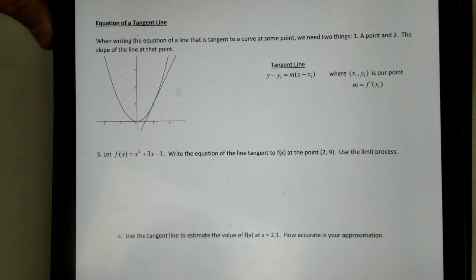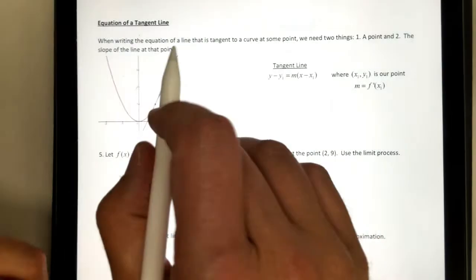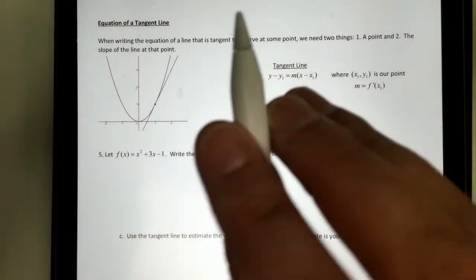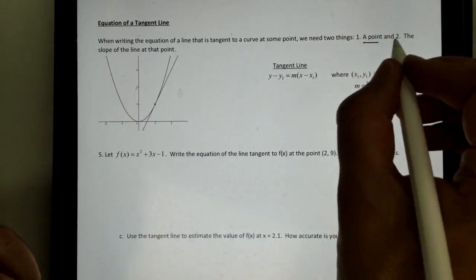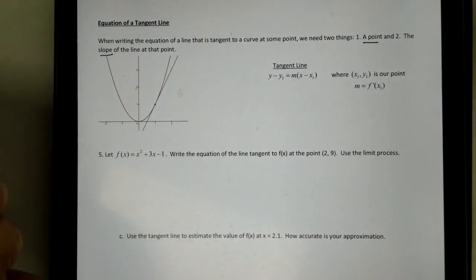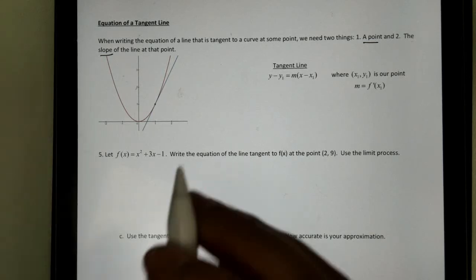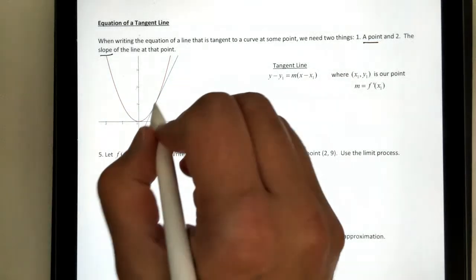Welcome back. We're going to talk about the equation of a tangent line, the exciting stuff. Now, when you want to write the equation of a tangent line, we only need two things. One, we need a point, and we need the slope. We're going to write that down all year long. There's not going to be a single unit that goes by that we do not write the equation of a tangent line. So let's say I have this parabola here.